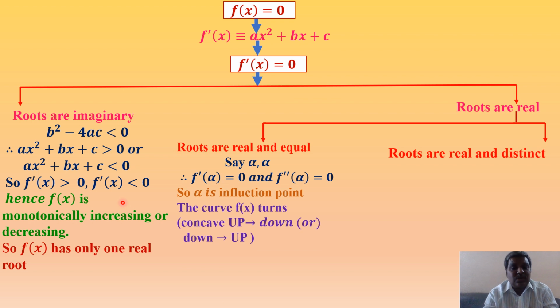So in this case, we have alpha as the point of inflection. At this inflection point, there is no maximum or minimum for your cubic equation. Sometimes it is concave upwards, sometimes concave downwards. It changes at x equals alpha.